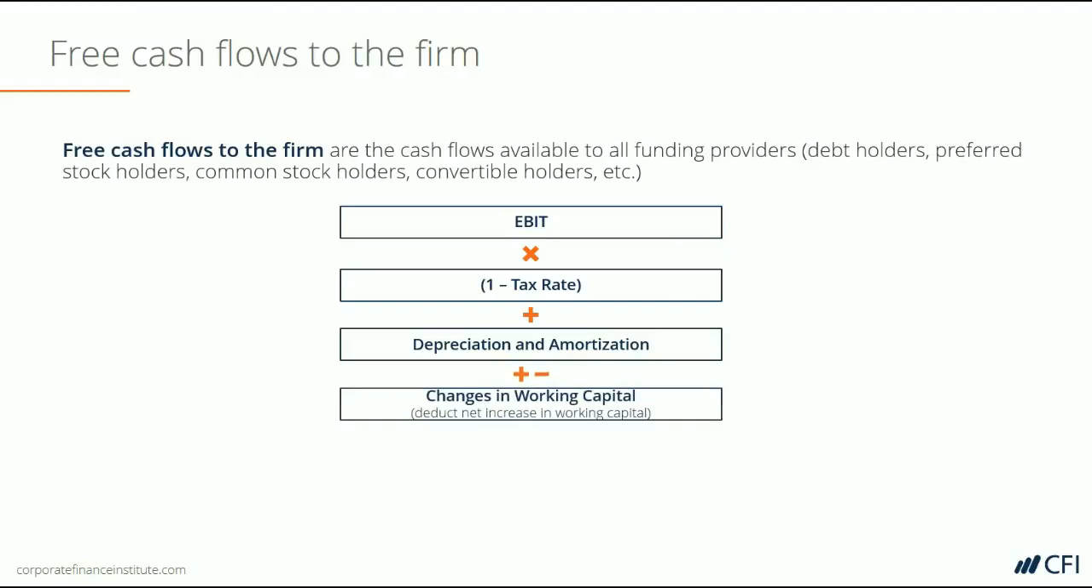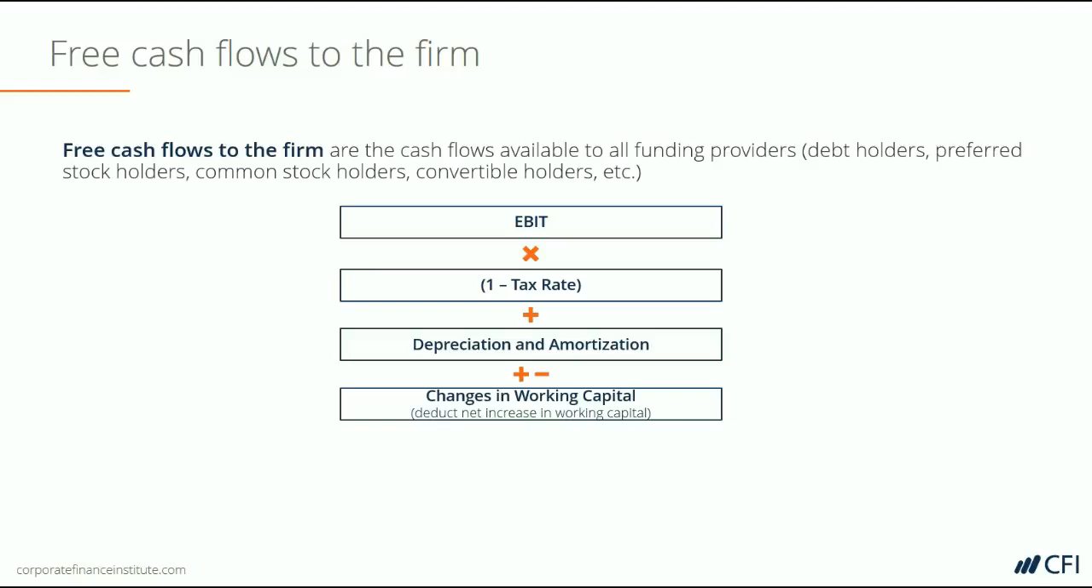Next, we need to adjust for changes in working capital. If net working capital increases, that means a company's cash balance has actually decreased. If a company's working capital decreases, the cash balance is increased. This is the working capital principle, as we've covered in other courses.